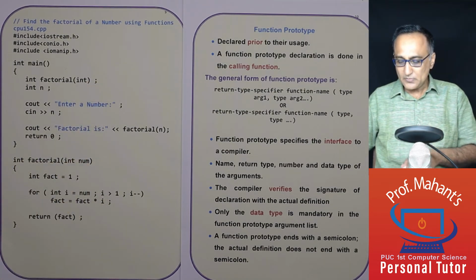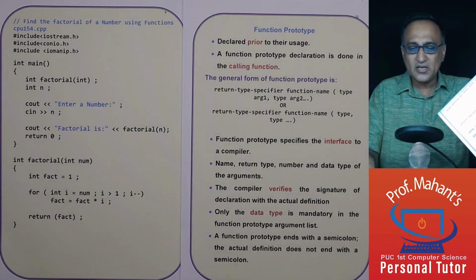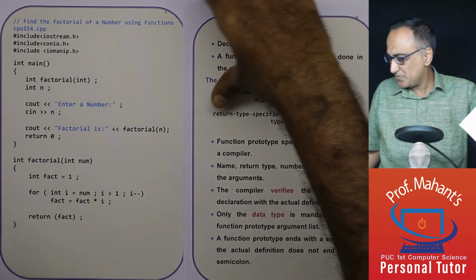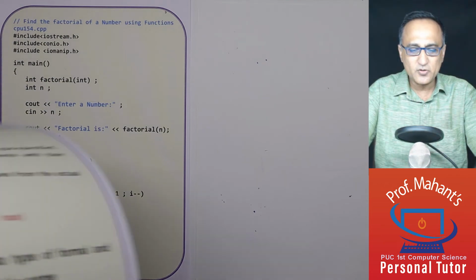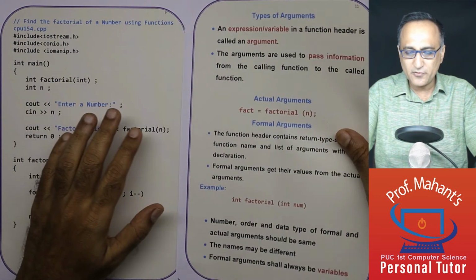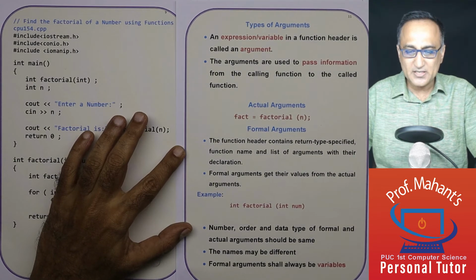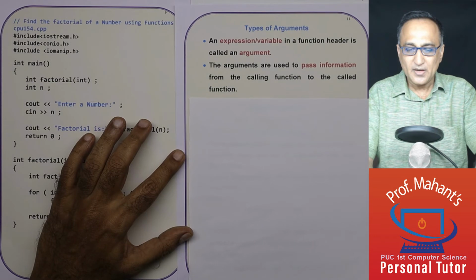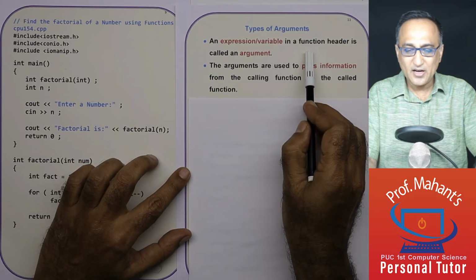Now we shall head to understand some more terminology associated with functions, because functions is very simple except that it's got a lot of terminology and words to understand. You just need to understand those half a dozen terminology or words. So let's try to understand the terminology or words. So an expression or variable in the function header is called an argument.